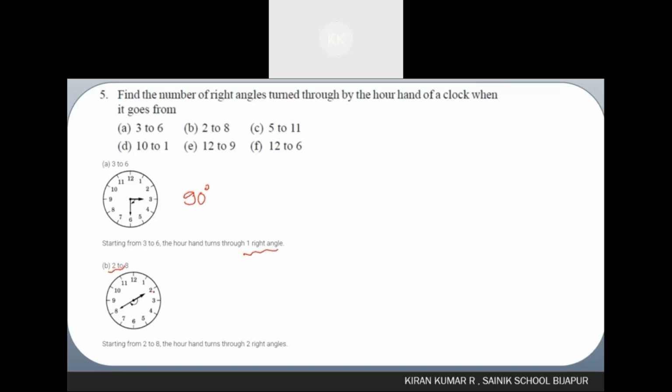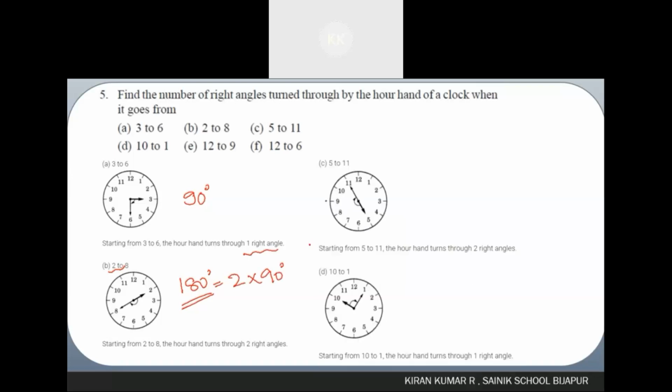From 2 to 8 clockwise, it makes 180 degrees, that is equal to 2 times right angles. Next is from 5 to 11. It makes 2 right angles, that is 180 degrees, so 2 times 90 degrees. From 10 to 1, it undergoes 1 right angle. It makes 90 degrees.